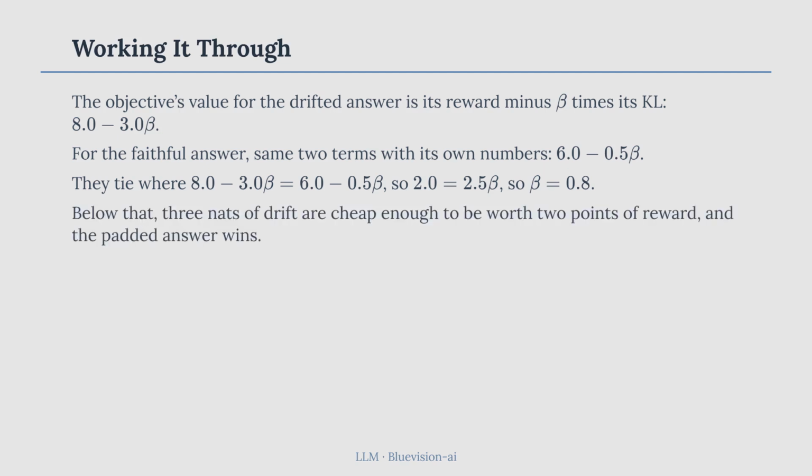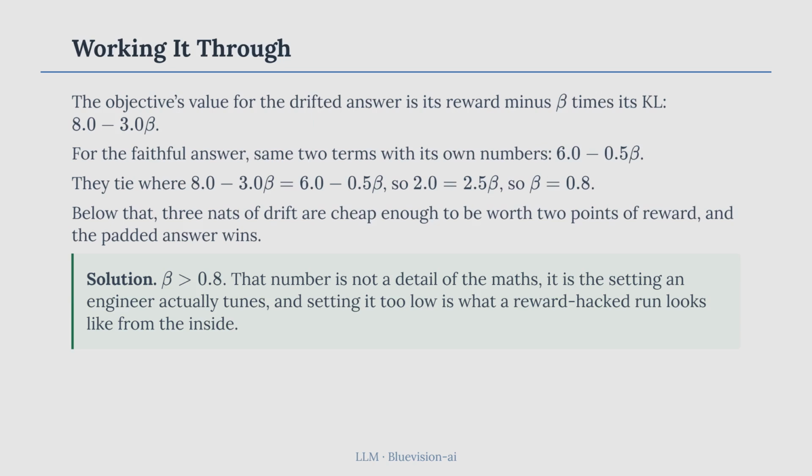And think about what's happening below that. 3 nats of drift are cheap enough to be worth 2 points of reward, so the padded answer wins the objective outright. You'd never see it in the loss curve. You'd see it in the outputs. So beta has to be bigger than 0.8. And that's not a maths exercise. That's a setting on a real training run. Set it too low, and you get exactly the run we watched fall apart 2 slides ago.